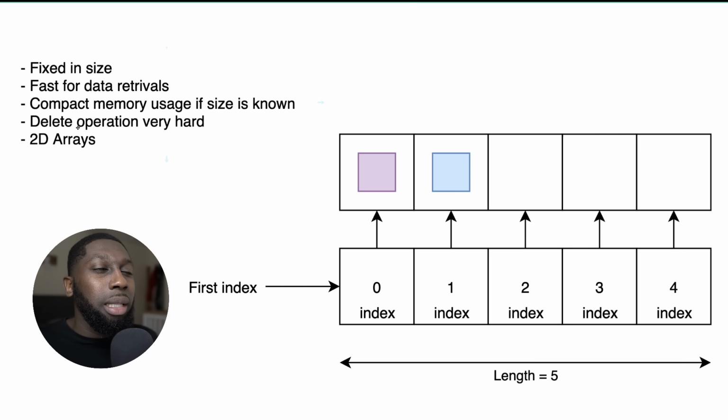It's also compact for memory usage if the size is known. Delete operation though is a little bit hard. If you want to delete an element and you have a bunch of other elements here, you have to reshuffle everything so that you leave the array with some extra space. There isn't a delete method on arrays, so this is something you have to implement yourself. Delete is hard. Arrays are also the building blocks for 2D arrays that you're going to learn later. Next, let me show you how to work with arrays.